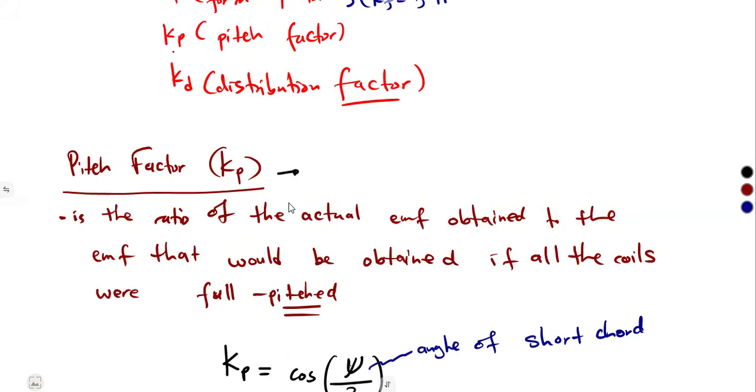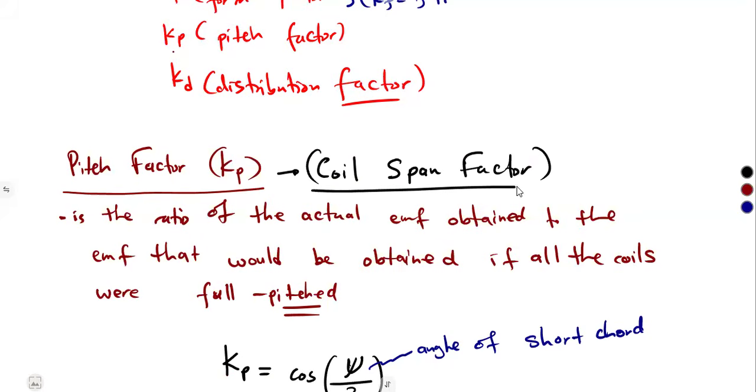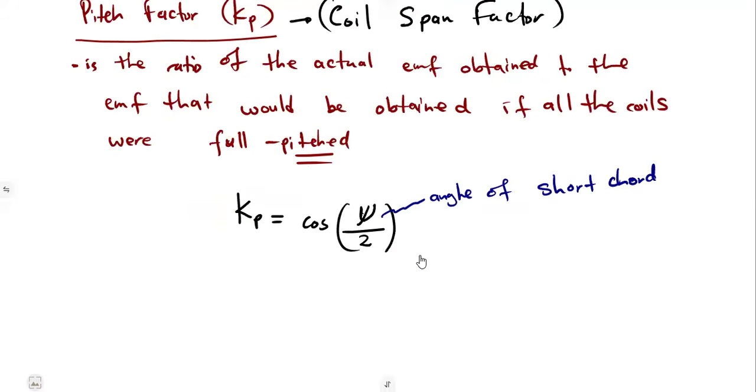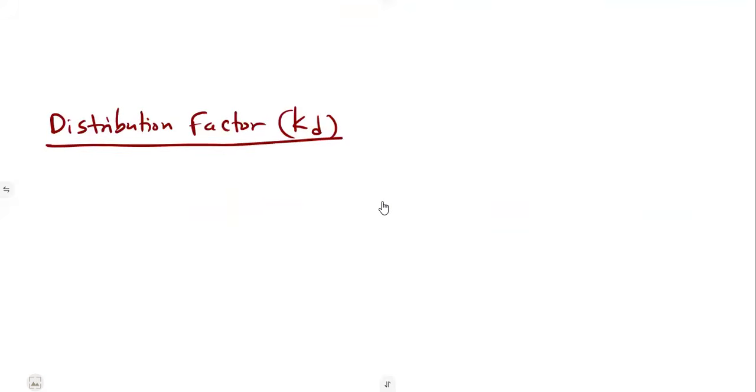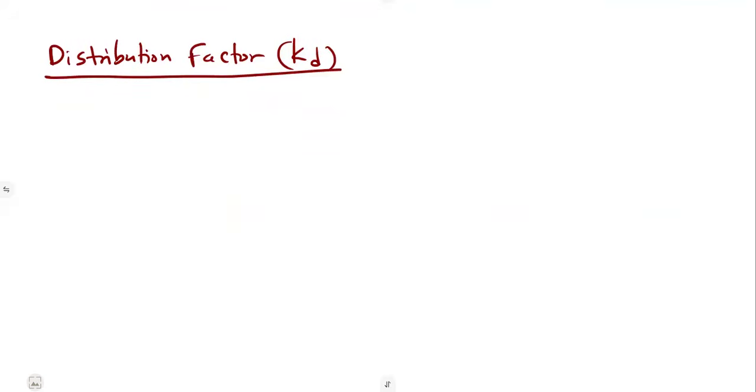So our pitch factor, remember they were talking about the issue of the span. They can call it the coil span factor. The pitch factor can be referred to as the coil span factor. So when you are asked to calculate the coil span factor, they're asking you to calculate the pitch factor. That's another name they can use. I'm not going to add much. So like I said, we also have the distribution factor.